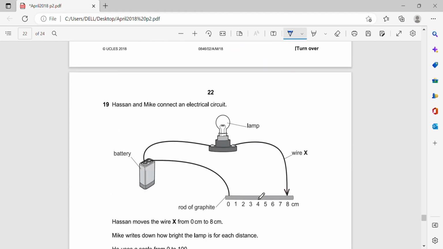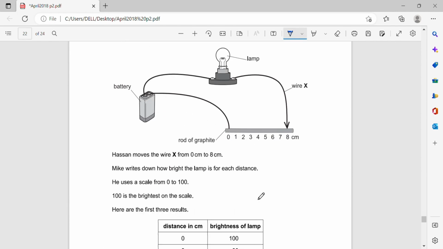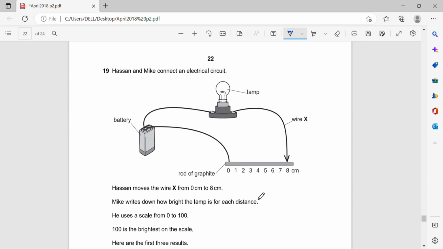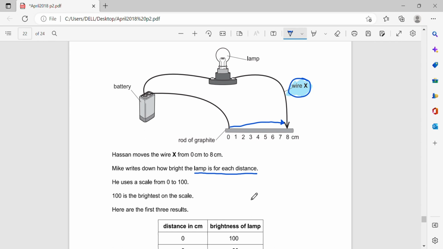Next question. Hassan and Mike connect an electrical circuit. So here I have an electrical circuit: battery, lamp, wire with a rod of graphite. Hassan moves the wire X from 0 centimeter to 8. Mike writes down how bright the lamp is for each distance. He uses a scale from 0 to 100. 100 is the brightest on the scale.